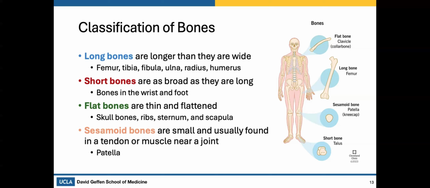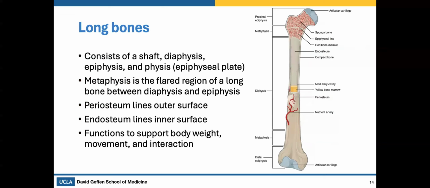Let's look a little closer at these four classifications of bones. Starting off with long bones. Long bones consist of a shaft, a diaphysis, an epiphysis, and a physis, otherwise known as the epiphyseal plate. The diaphysis is the shaft of the bone, which is mostly made of compact bone. The epiphyses are the ends of the bone, which are mostly spongy bone.